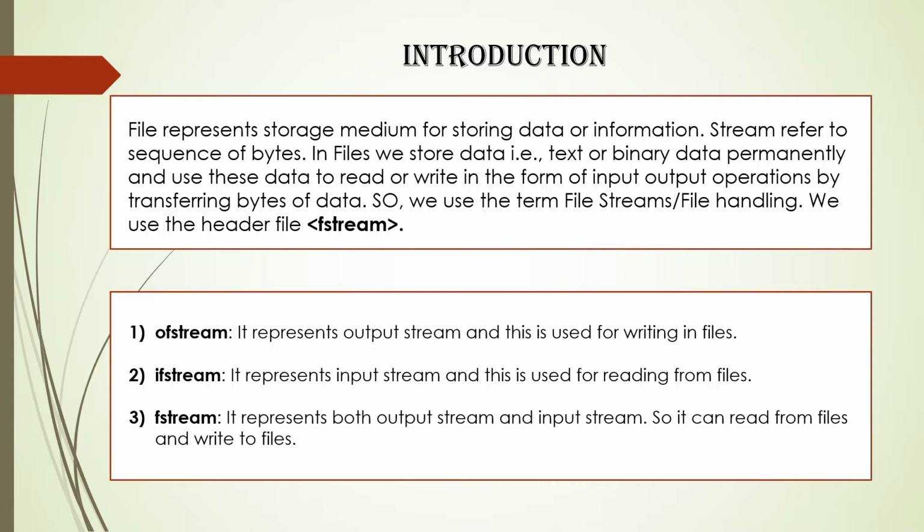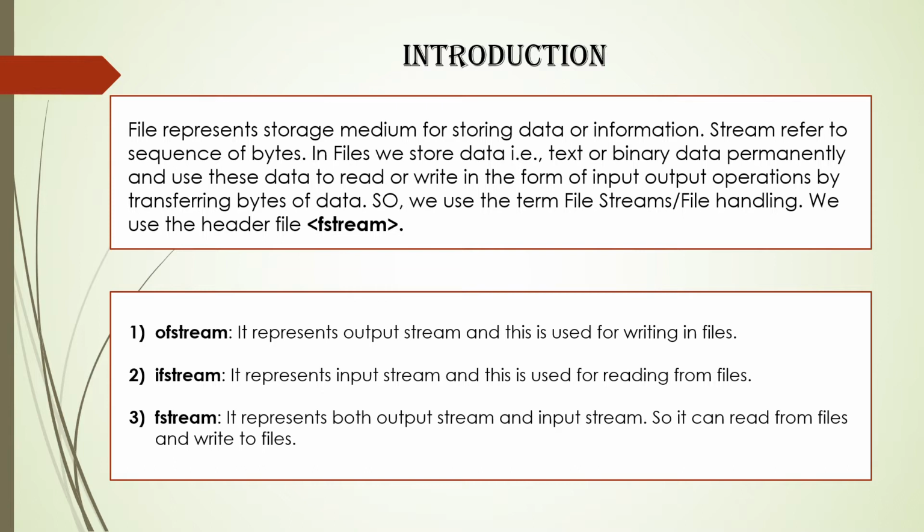Stream refers to a sequence of bytes. That is, we can say it is an abstraction that represents a device on which input and output operations are performed. It can basically be represented as a source or destination of characters of indefinite length. In files, we store data, that is, text or binary data, permanently, and use this data to read or write in the form of input and output operations by transferring bytes of data. So, we use the term file streams or file handling.